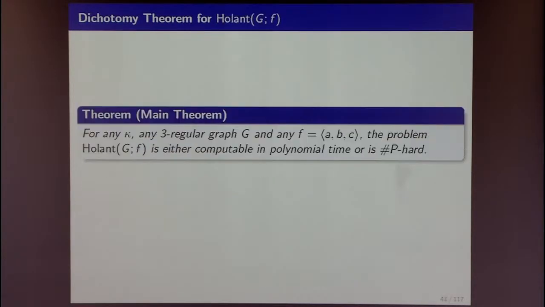So I'll show you some examples right away. The main theorem is that edge coloring is a special case of this dichotomy, where 0, 0, 1 is the case, and for every A, B, C it is either sharp P-hard or in polynomial time. So that's the dichotomy we want to state. Still 15 minutes. Okay, I better go fast. So edge coloring is the 0, 0, 1 case.